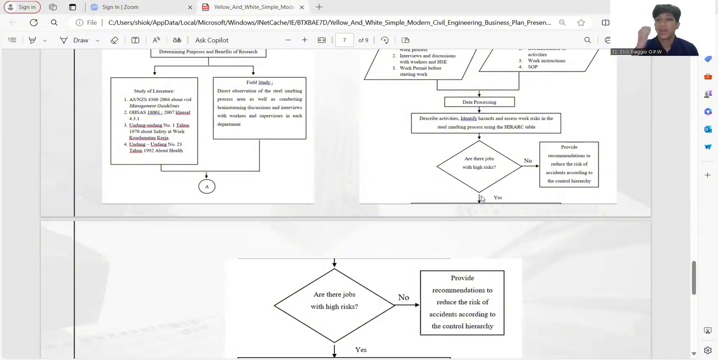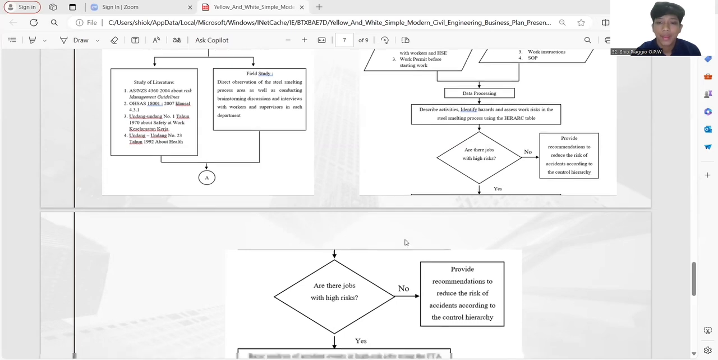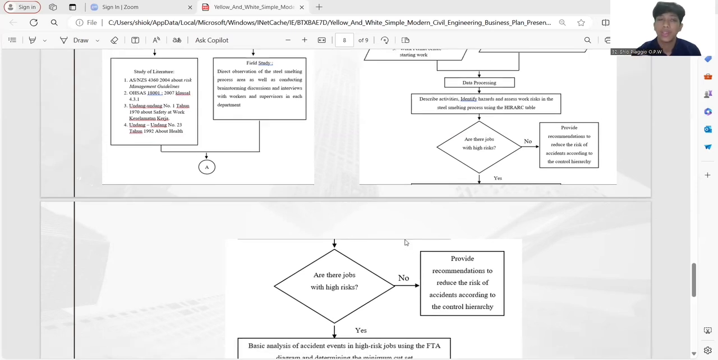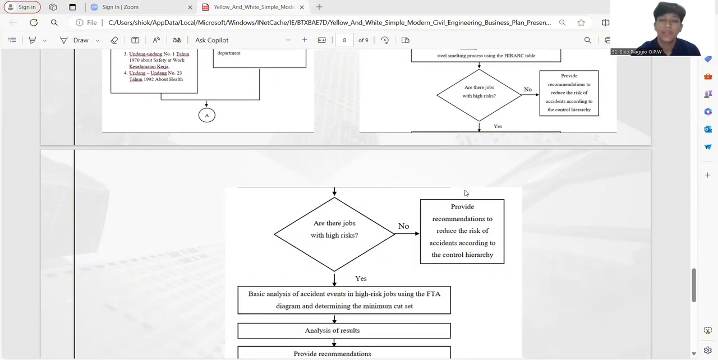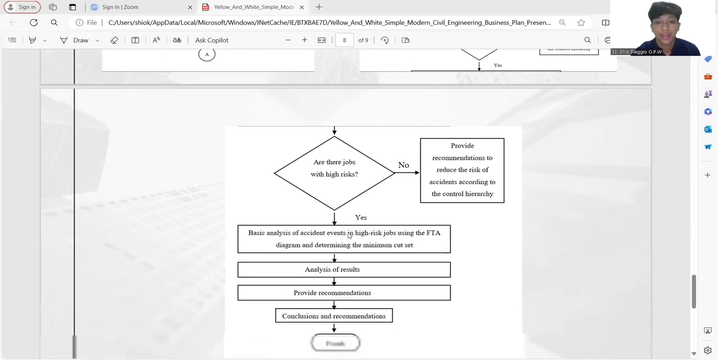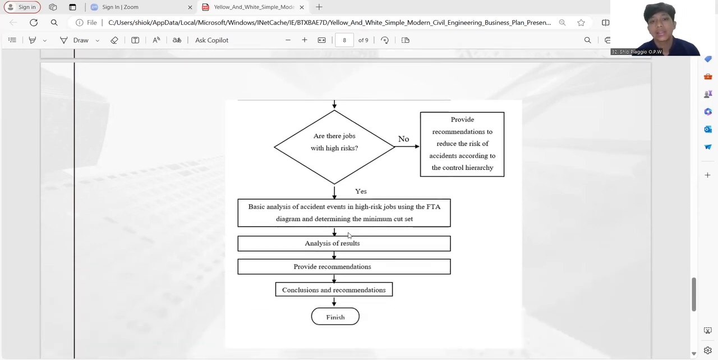And after HIRC, if we don't find a job with high risk, we can provide recommendations to reduce the risk. But if there is a job which has a high risk, we can analyze it again using a fault tree analysis diagram until we find the basic cause and determine the minimum cut set.